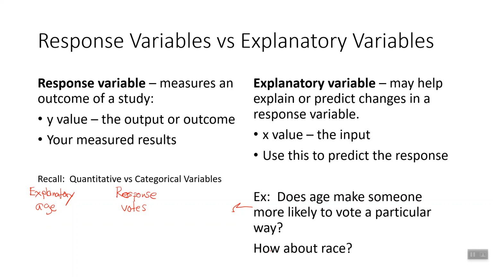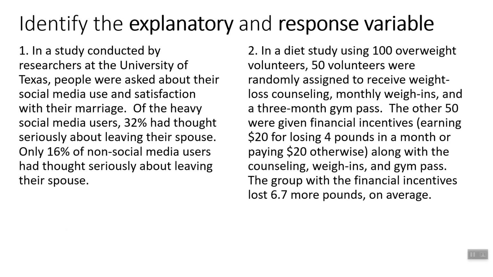All right, what about race? In this case, our explanatory would be race. And again, our response would be how someone votes. All right, so we've got input versus output. All right, some more examples.